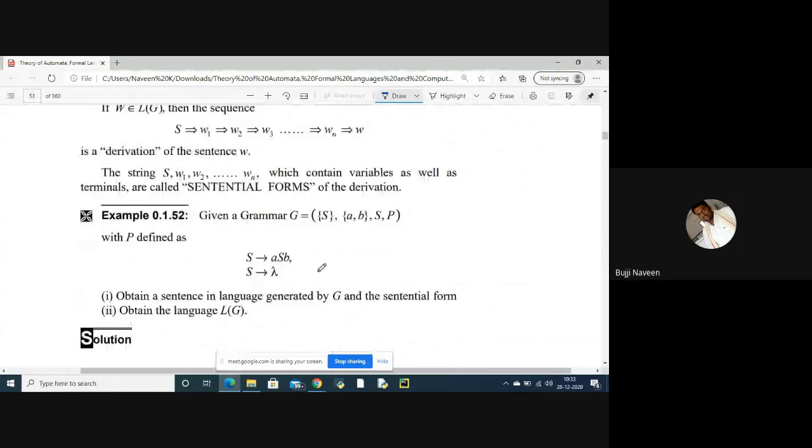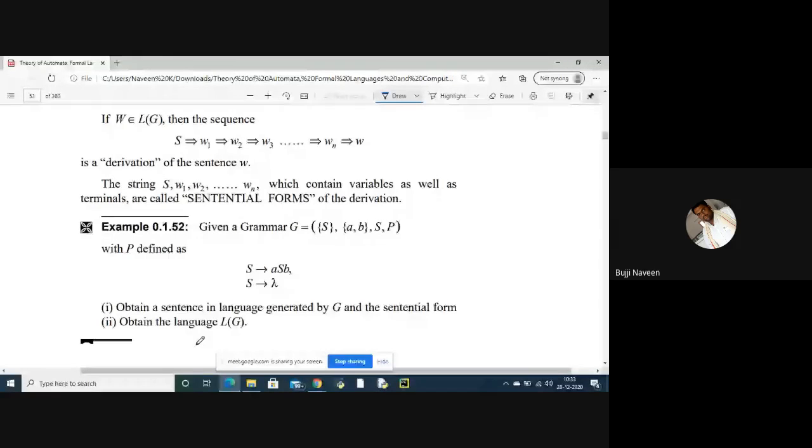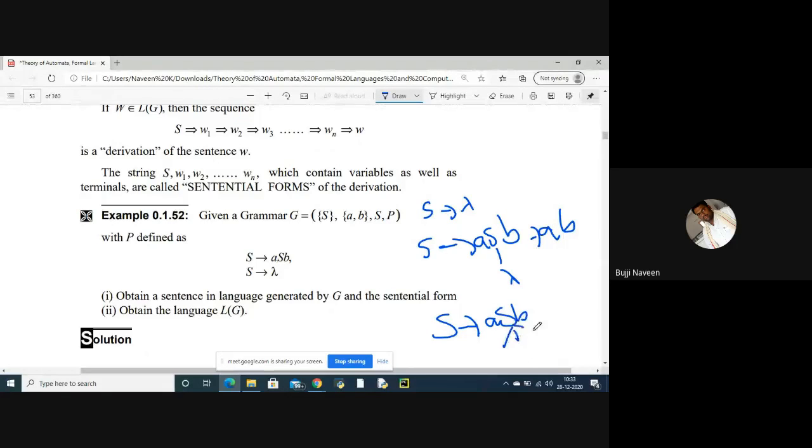Okay, now the question is S tends to A S B or epsilon. So we need to find the language generated by the given productions here. The first string is S tends to lambda, and the second string is S tends to ASB. In place of S, again I place lambda, so it is AB, and again S tends to ASB. Again S is replaced with ASB and lambda, so it is AABB.